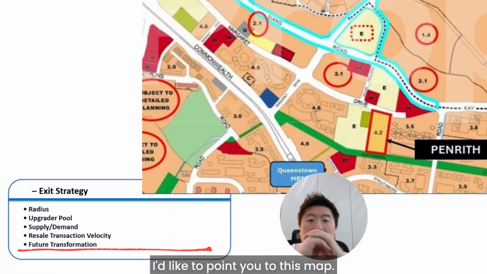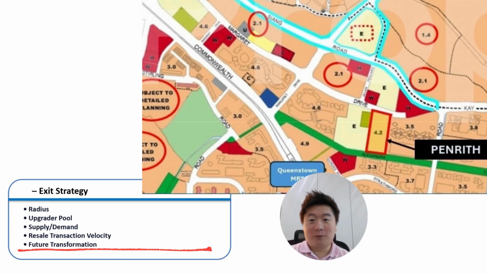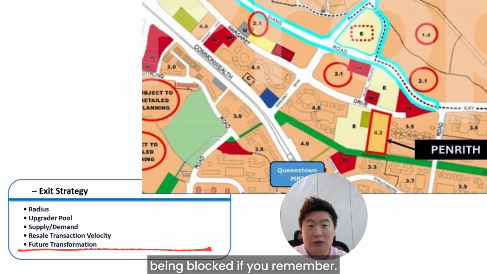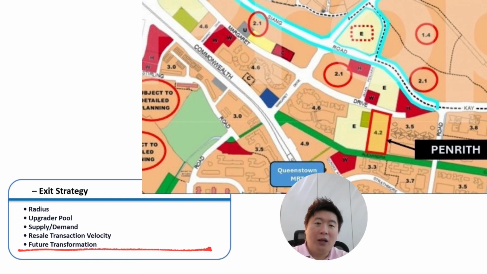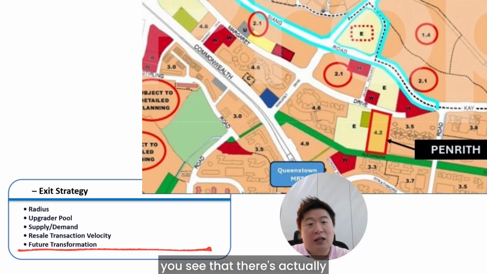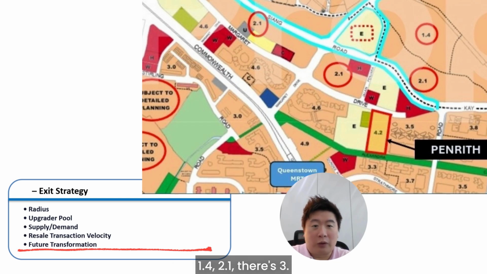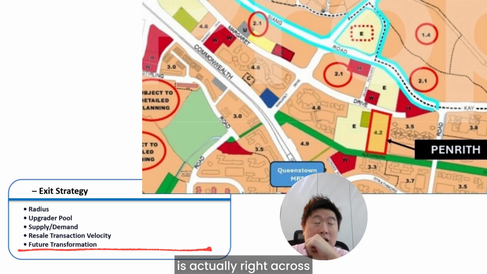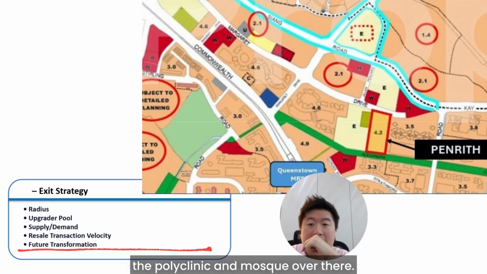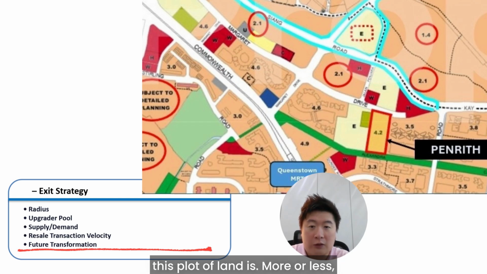Now, future transformation, I'd like to point you to this map. This map is the same map that I used to talk about the views being blocked. If you remember, you have Penrith there, and then the 2.1 and 1.4 locations being the potential blocking part. But if you expand the map further, you see that there are actually quite a few plots here: three at 2.1, one at 1.4, and then you have another two areas south of the Queenstown MRT that are subject to detailed planning. Those two are right across the polyclinic and malls over there. In fact, there's an international school there that will probably be revamped, because that's more or less where this plot of land is. Or the HDB beside, because the HDB beside is very old also.